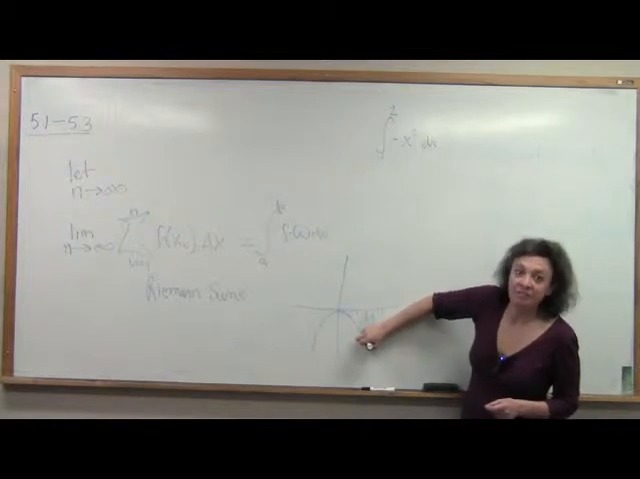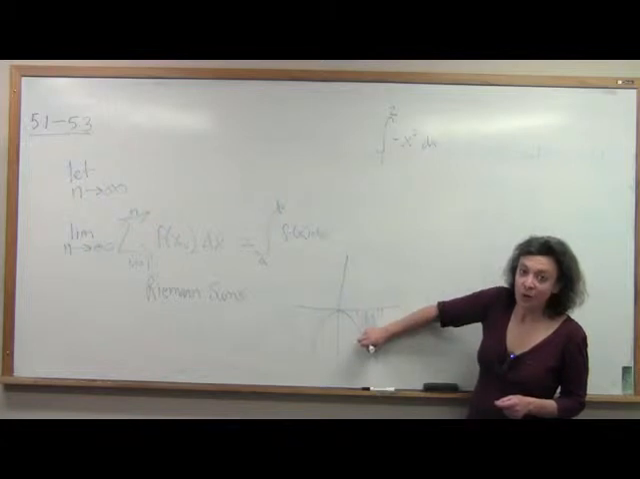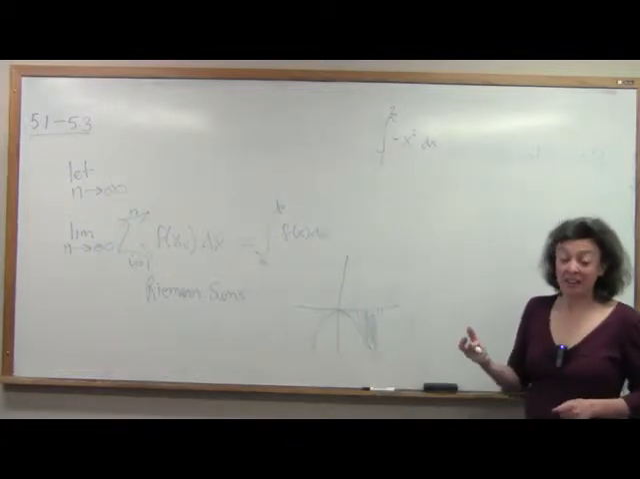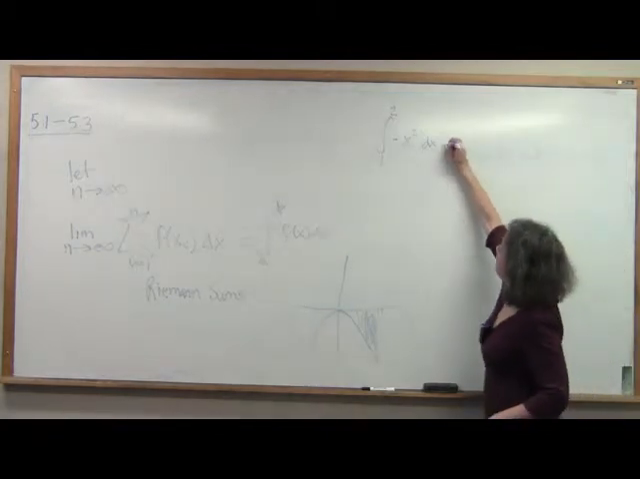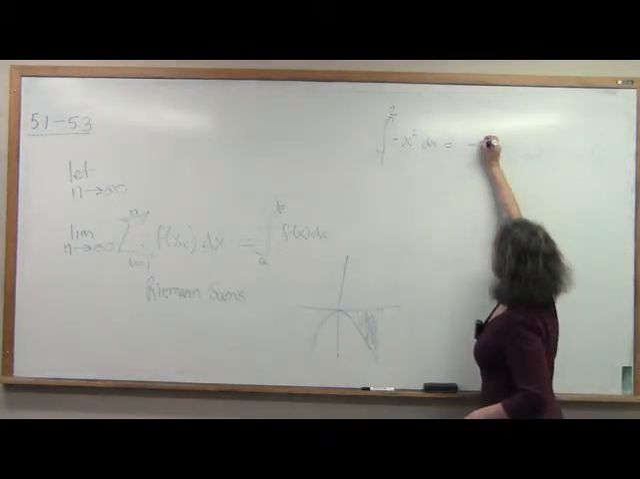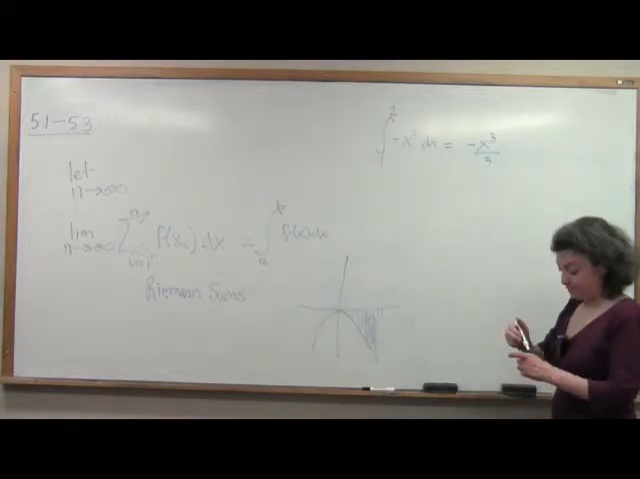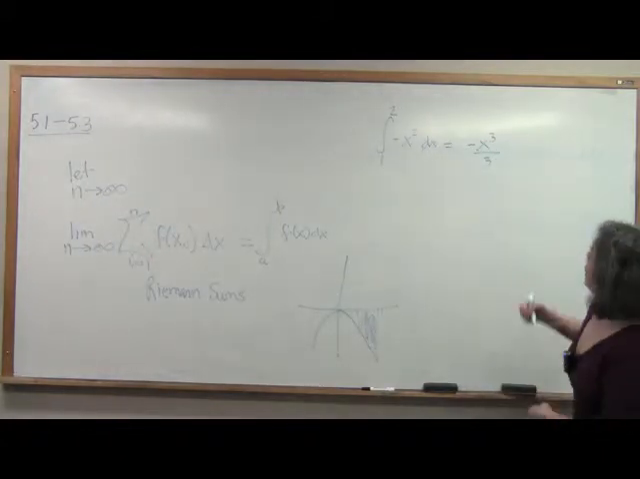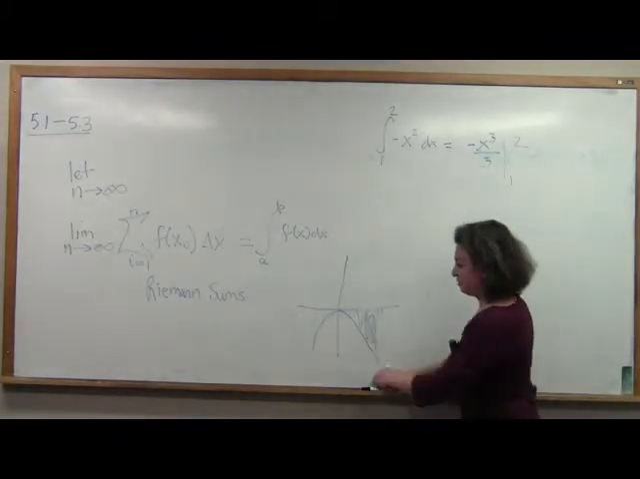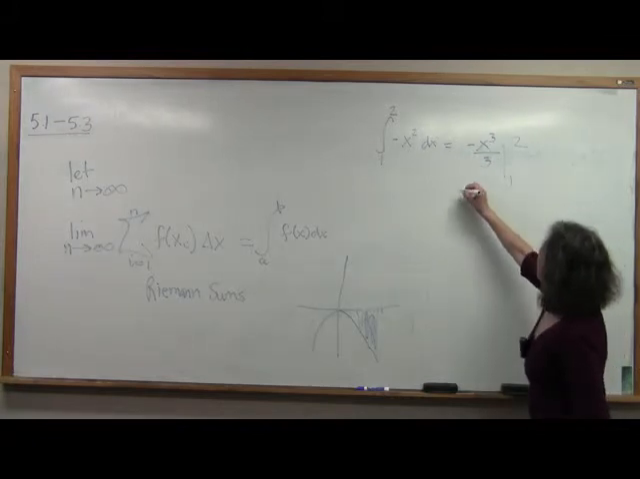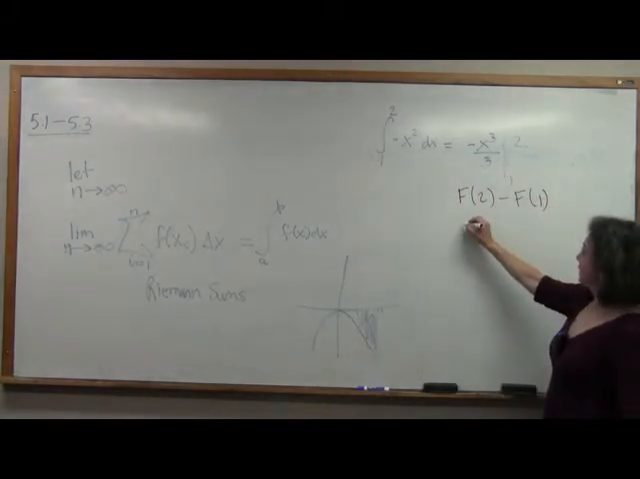But notice, my function values here are negative. So what we're going to get is actually a negative answer. If you compute the antiderivative here, you get negative x cubed over 3. And again, we want to evaluate that from 1 to 2. So we plug in 2 and subtract off what we get when we plug in 1.